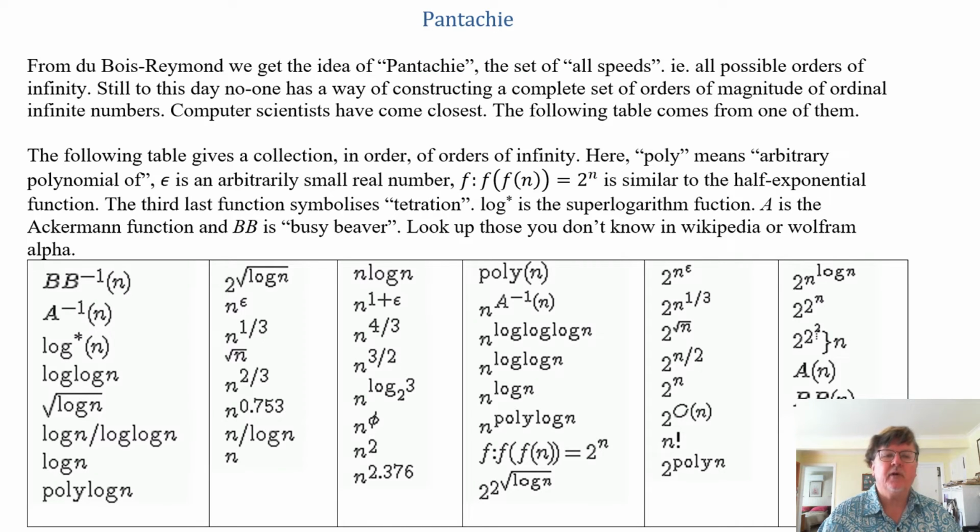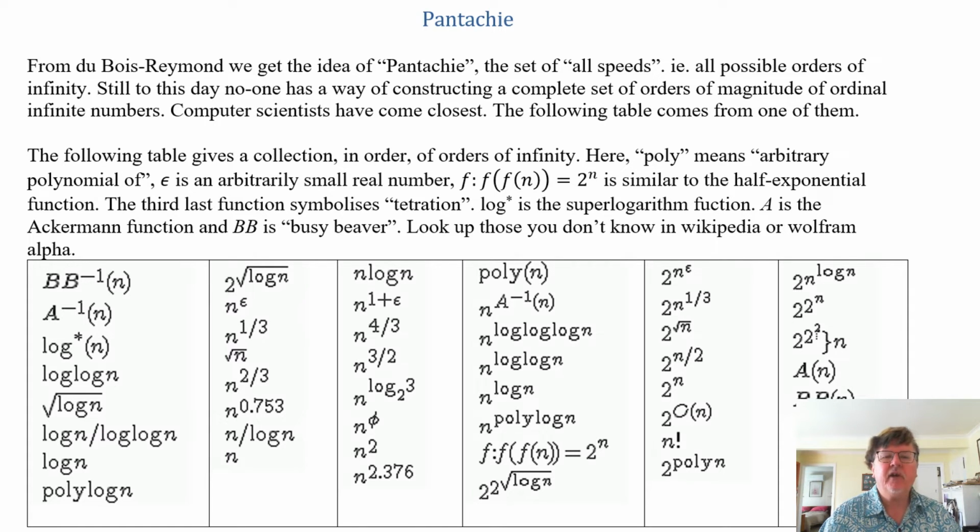From du Bois-Reymond, we get the idea of pantachy. Tachy as in tachometer, speed. The set of all speeds, i.e. all possible orders of infinity. Still, no one has a way of constructing a complete set of orders of magnitude of ordinal infinite numbers.